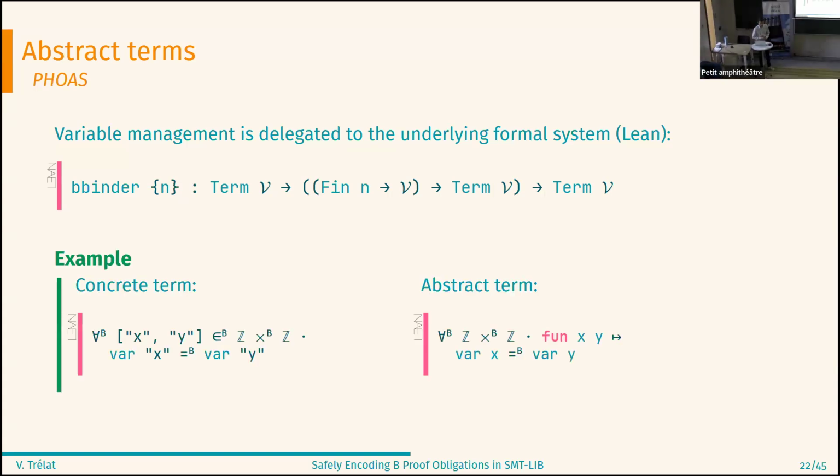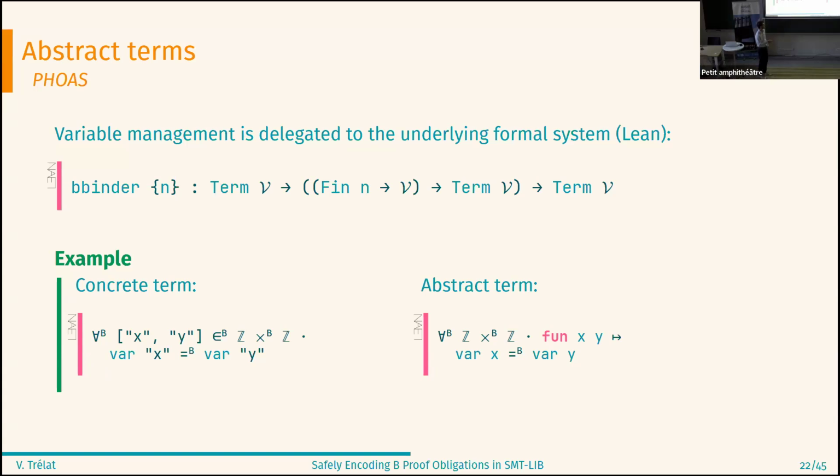Right, just an example of this. Here is a concrete term: for all x, y, and z times z, for x is equal to y. The abstract representation of this would be for all, no dependency on any variables, z times z, and then I have to provide a motive. So fun x y for x is equal to y.